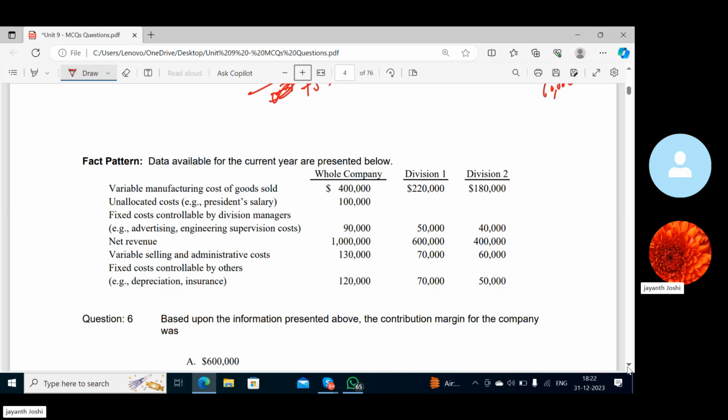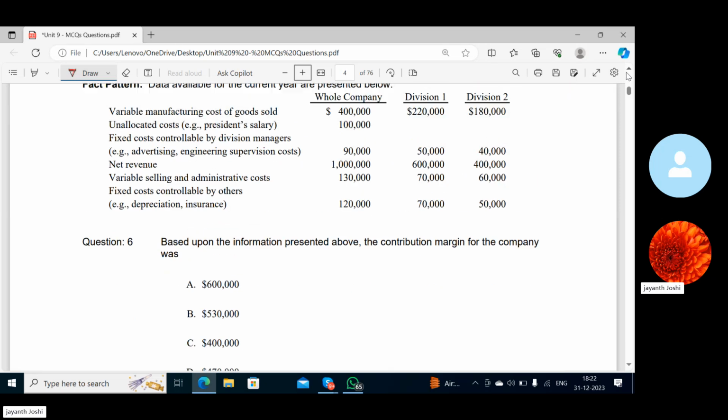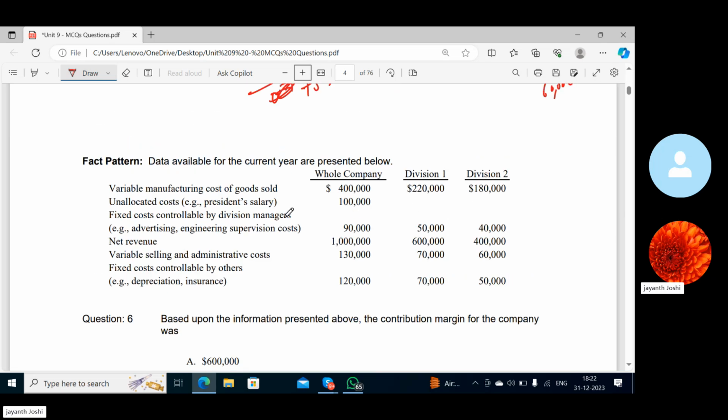Yes, this one. What are they asking? Question number 6, right? Based upon the information, the contribution margin for the company was... So you can do this. I'm waiting. What's the formula for contribution margin? Unit contribution margin by selling price. No, this is asking contribution margin: sales minus variable cost. If it is unit contribution margin, divide by number of units.